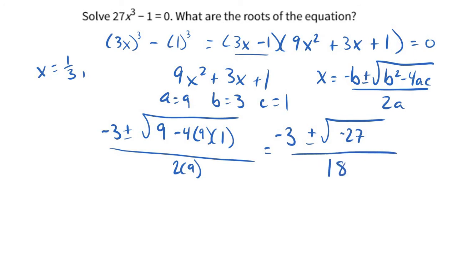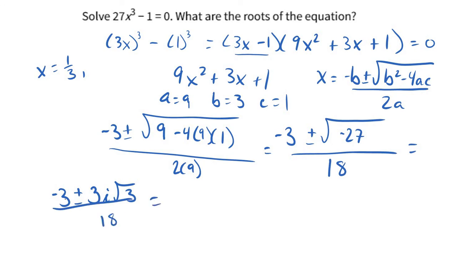Now we've got a negative under a radical. So that means we're going to be able to pull an i out, aren't we? Bring that i out from under the radical. So negative 3, let me just come down here, plus or minus, now 27, so that would be 3 root 3. So 3i root 3 all over 18.